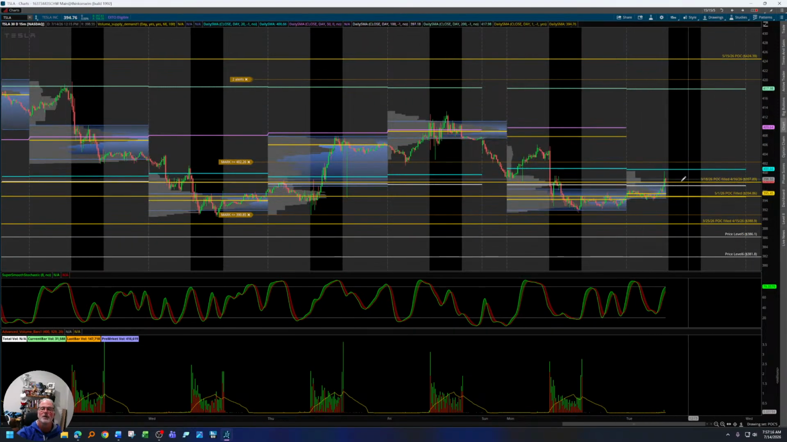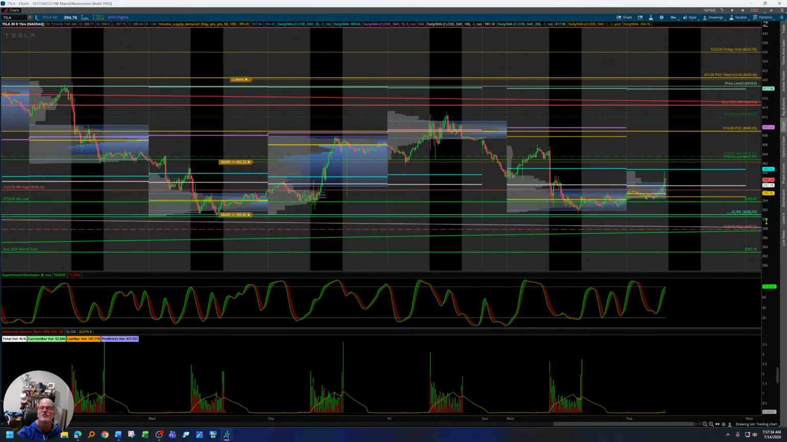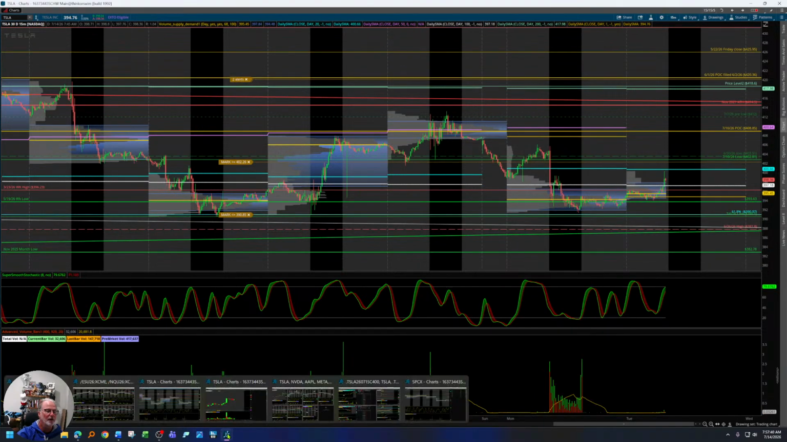But you've got to get through a few little areas here. Got to get through this 466 level in order to continue to push higher today. If you reject that, that can be your rejection level, and then we can pull back down here. And then here's yesterday's close at 495.40. But like I was saying, as long as we're above 393.63, I like the longs. Okay, so that's it for Tesla on the charting.